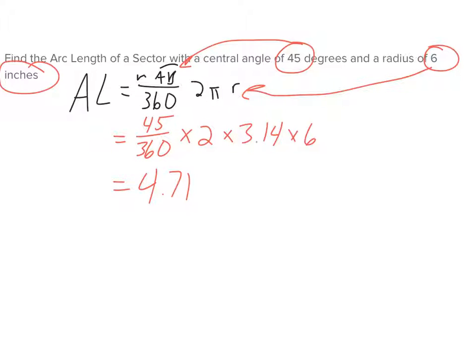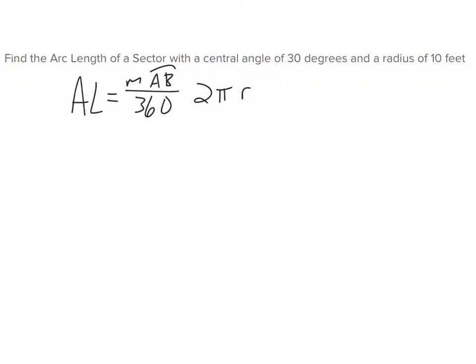We do have a label. We're given inches, so we're going to use inches. Now we're using length, so we do not square our label for arc length. Only area gets squared. Now we're given a central angle of 30 degrees and a radius of 10 feet, and we're asked to find the arc length.